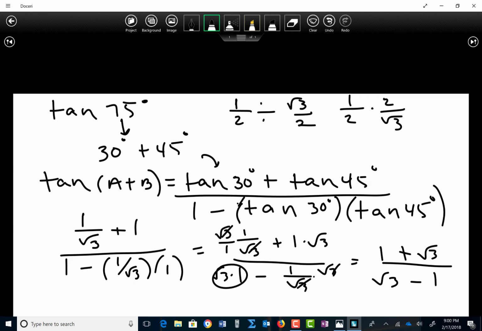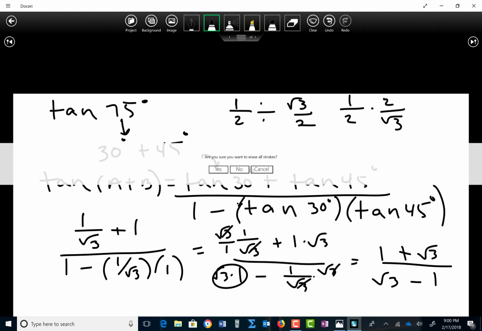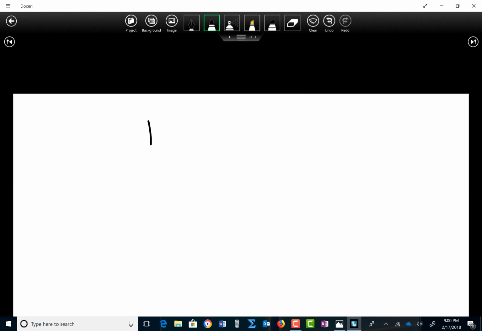Now that got rid of all my square root of 3's in the denominators of each fraction, but I still have a square root of 3 in the denominator of the bottom. And you can't have something like that, so you need to rationalize. So I'm going to clear this slide and put what my answer is so far on there. Let's see. So this is what I have so far.